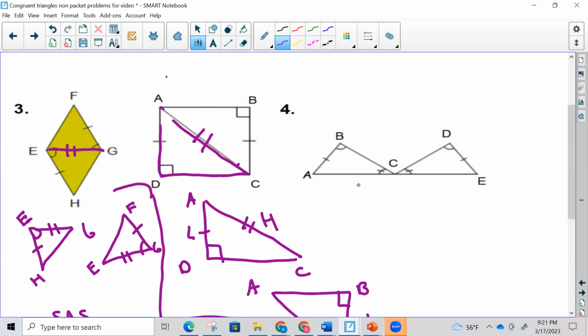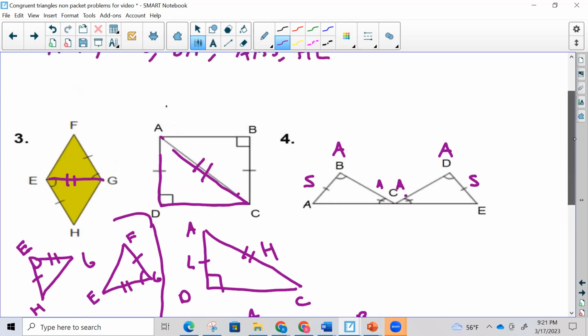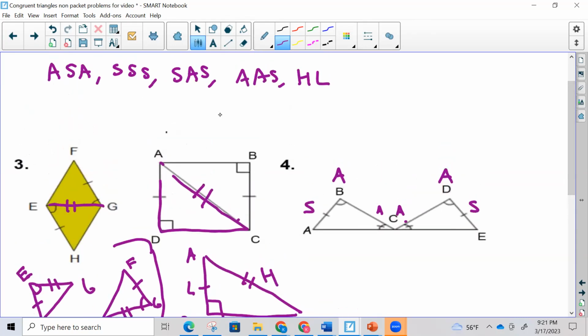And then the last one for this video we're going to look at is this one. So again, I have AB to DE. So I have a side. And then I have B and D. So I have an angle. And then I have this C and this C, which is again another angle. So I have two pairs of angles and a side. And again, I have to be careful about, is that angle, side, angle, or angle, angle, side? And if I look, the side is not between the two angles.